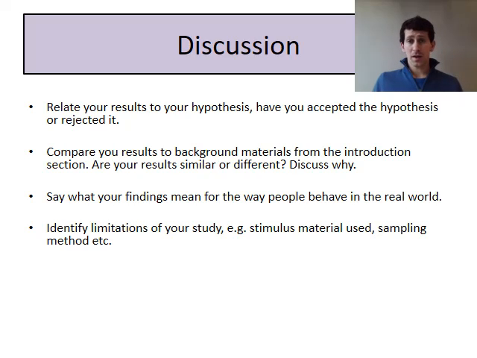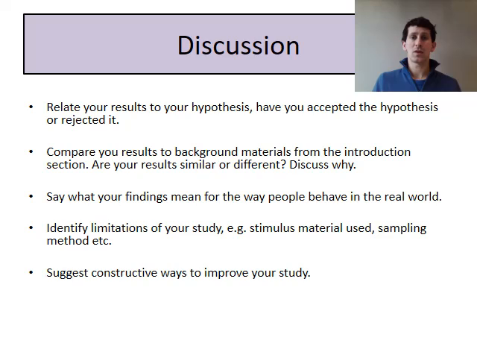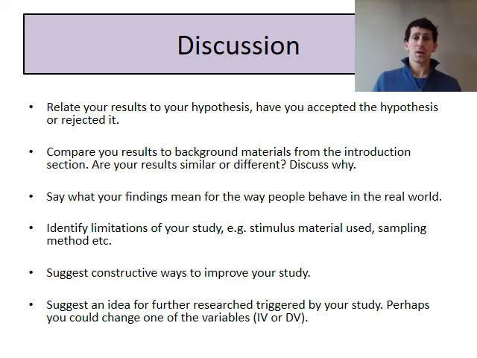Also, you've got to identify any limitations in your study. It might be the methodology used, the sampling method, the way you measure the dependent variable, any limitations that you could possibly think of, and suggest ways that they could be improved. You also want to suggest an idea for further research triggered by the research that you've conducted. So you might change one of the particular variables, the IV or the DV, to see what further effects you can investigate in your particular study.